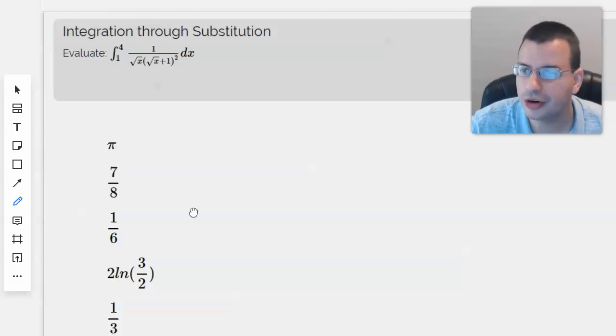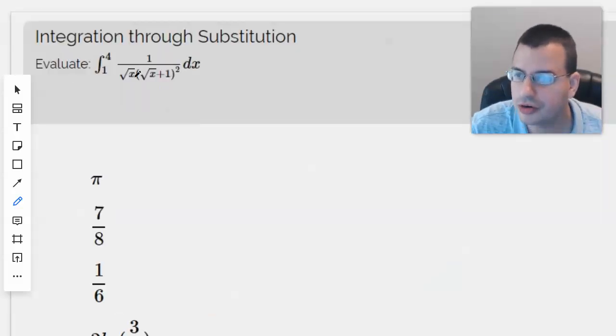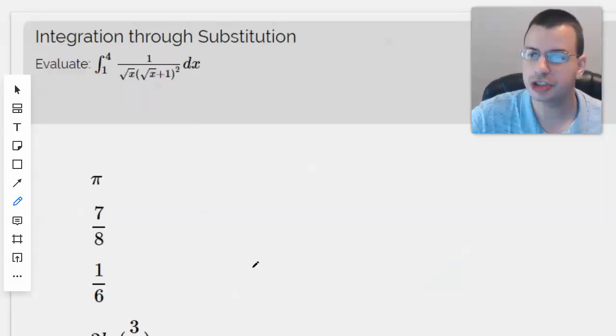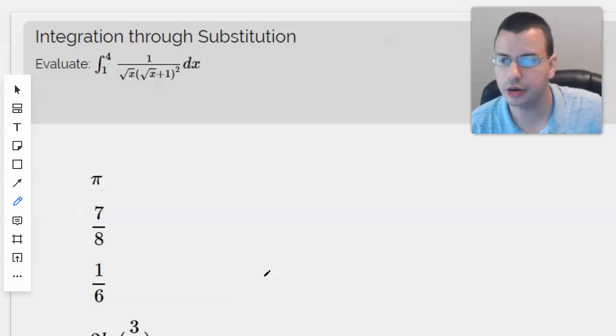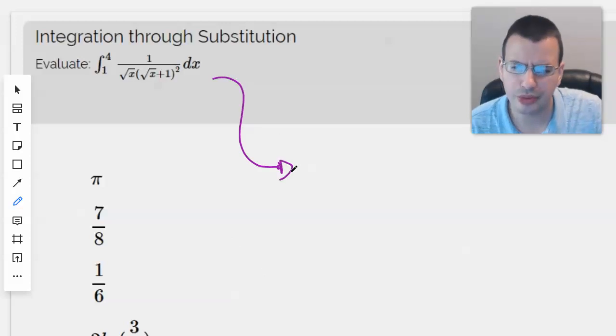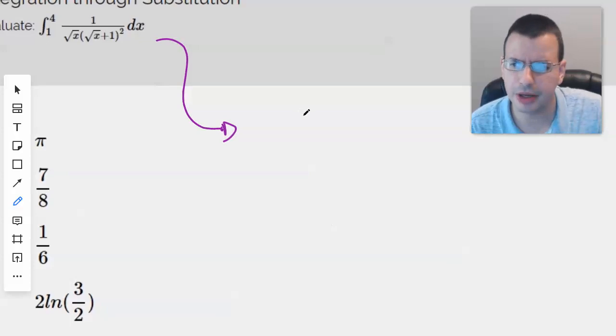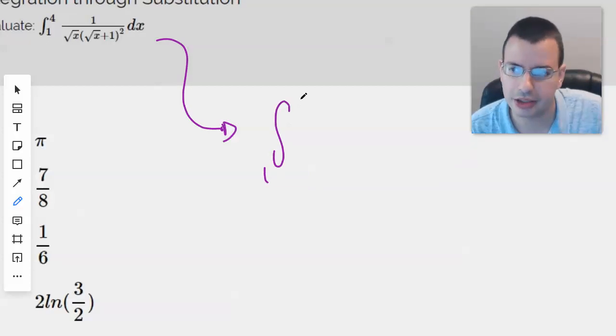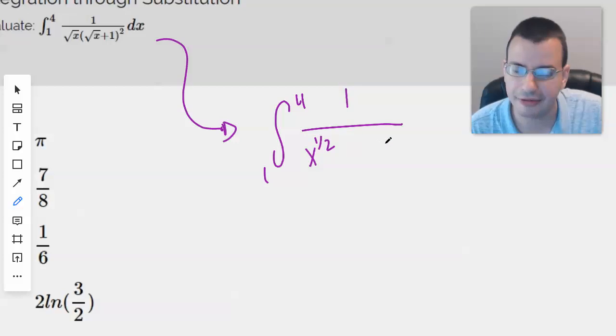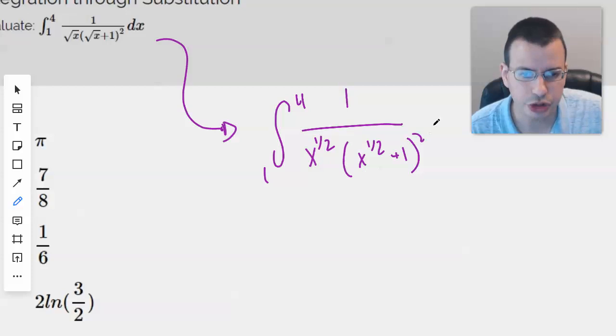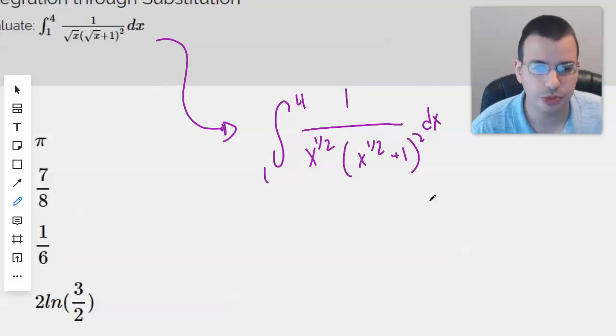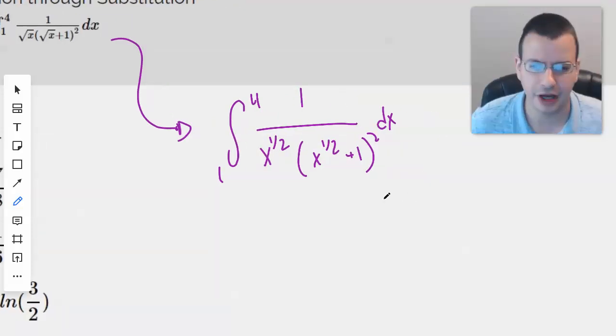Evaluate the integral from 1 to 4 of 1 over quantity square root of x times quantity square root of x plus 1, squared. Okay, so I really don't know where to go with this one, but I'll start by rewriting it, and that'll give me time to think. So we have x to the 1/2, and this will be x to the 1/2 plus 1 squared dx.